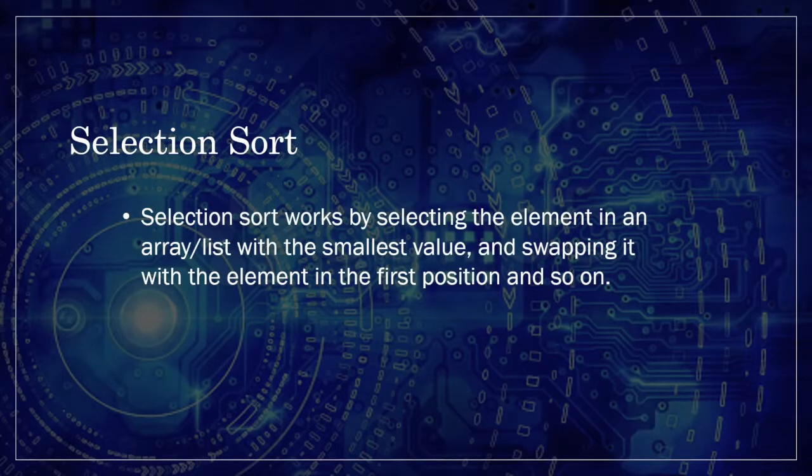Selection sort is as its name says. We will be selecting when we are comparing and swapping our elements. Selection sort works by selecting the element in an array with the smallest value and swapping it with the element in the first position, then selecting the element in the array that has the second smallest value and swapping it with the element in the second position.